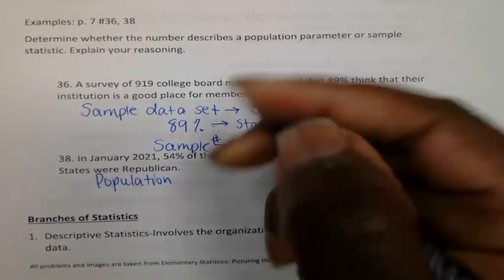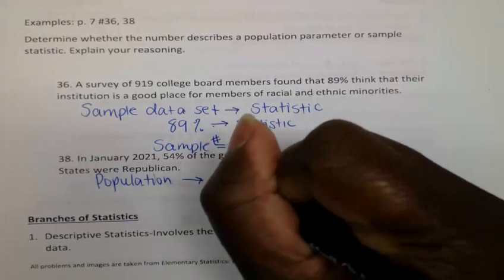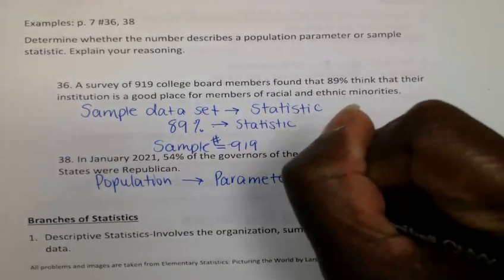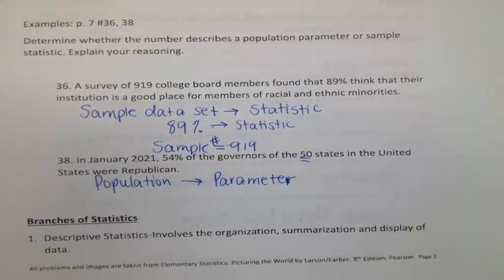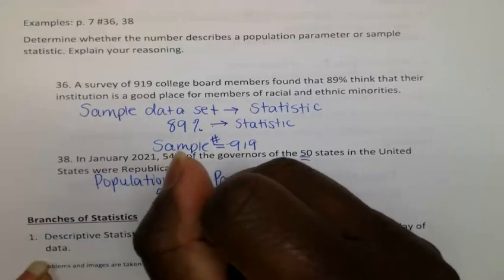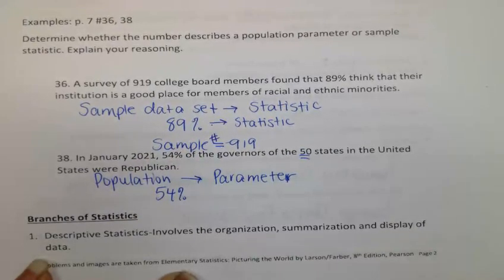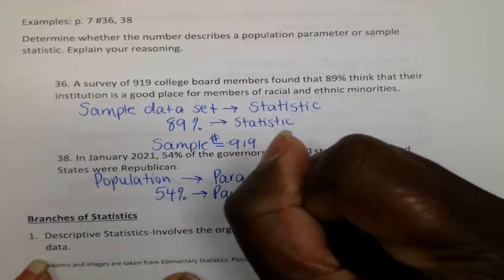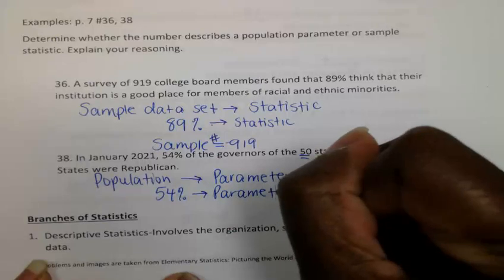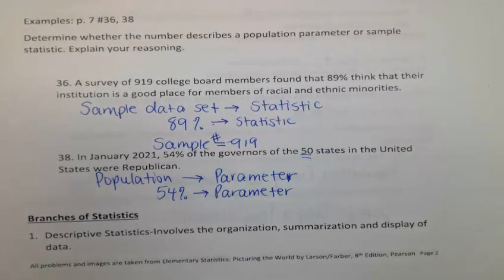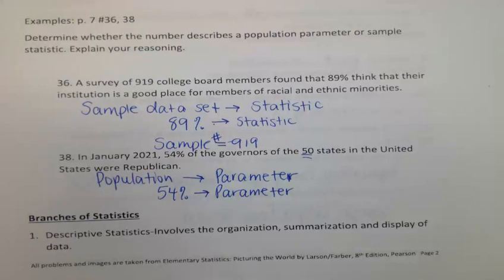54% of them. So that means we have a parameter. And what is our parameter? What is that number or that statistic? And it's not always a percentage, but in these cases, they are a percentage. So 54% is the parameter. 50 is our population size, our population number. 50 states.